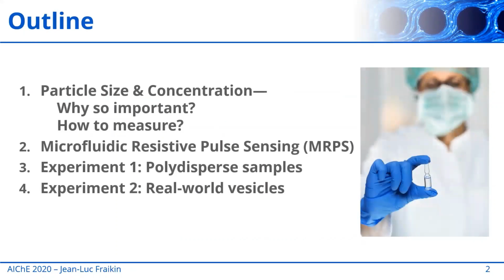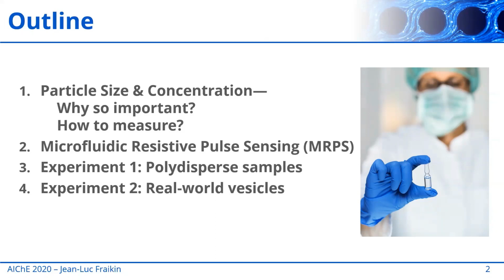So I'll give an introduction of why particle size and concentration are so important, review a few different methods for measuring them. I'll spend a little bit of time describing microfluidic resistive pulse sensing. This is Spectrodyne's technology, MRPS, in case you're not familiar with it. Then show you two examples highlighting why it's so important to use orthogonal techniques.